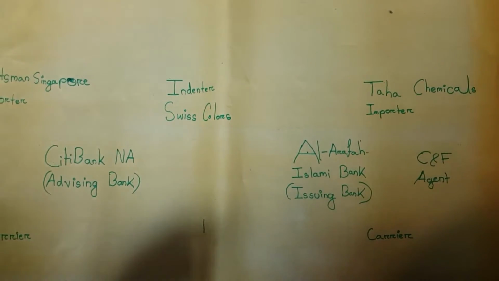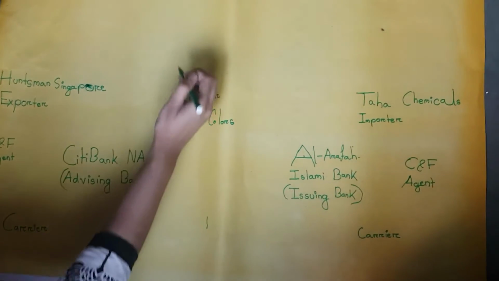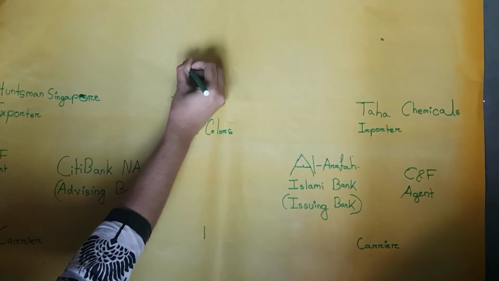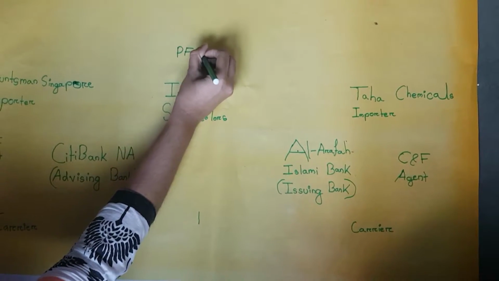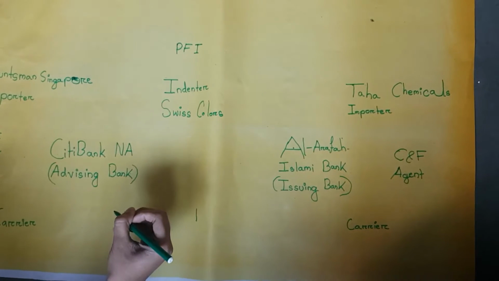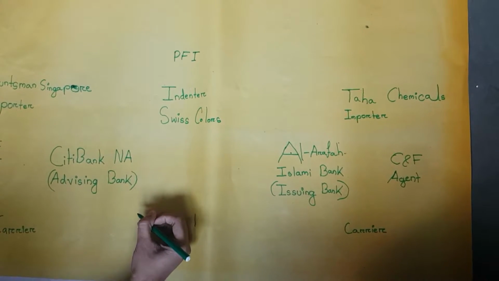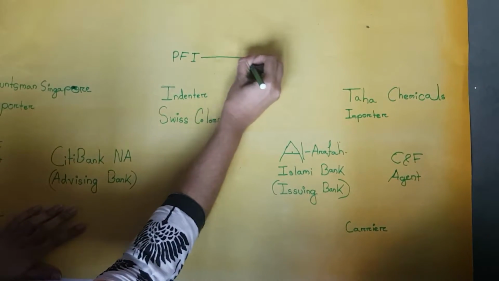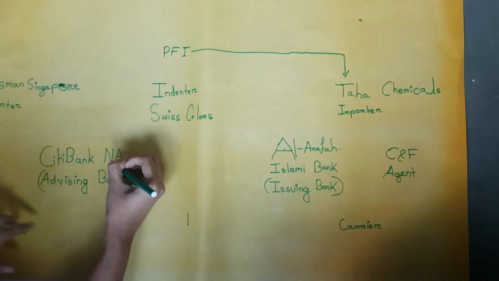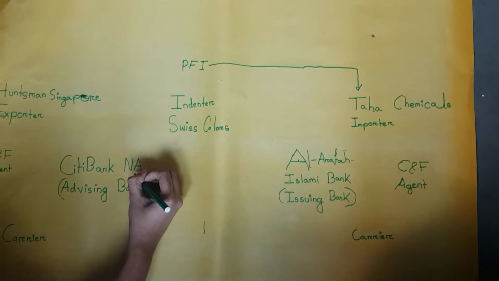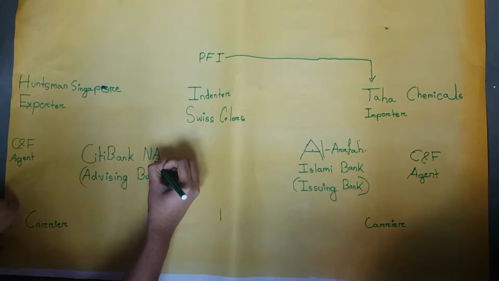So the transaction process starts with the PFI, the pro forma invoice. Swisscolor prepares the PFI according to the order of Taha Chemicals. Then Swisscolor will send a copy of the PFI to Taha Chemicals for confirmation. After confirming the PFI, Swisscolor will send the confirmed PFI copy to Huntsman Singapore.